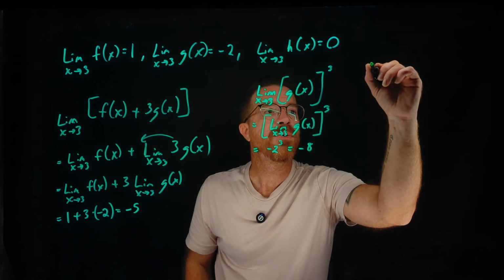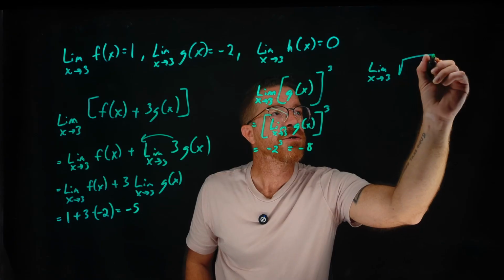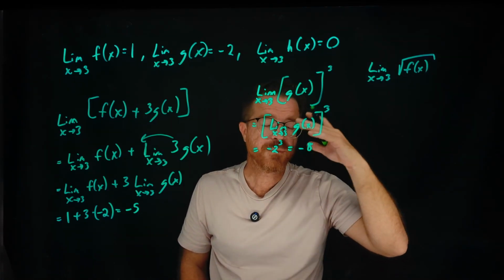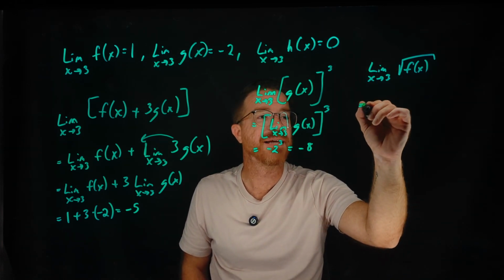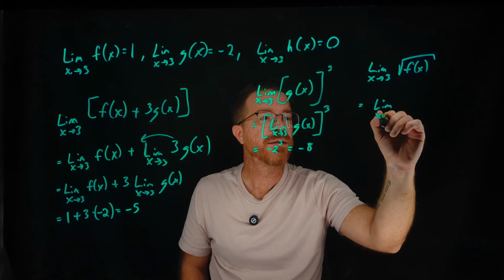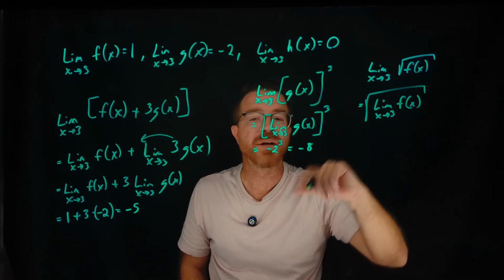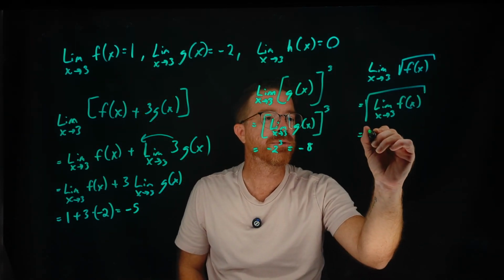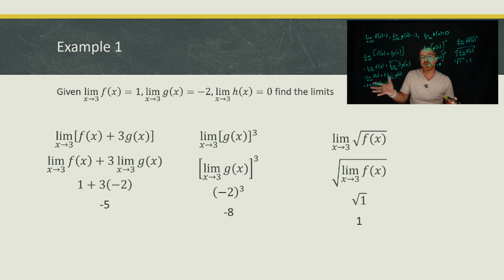And then for our third example, we have the limit as x approaches 3 of the square root of f of x. Again, this rule says that if we're taking the limit of the square root of f of x, that's the same thing as taking the limit as x approaches 3 of our function f of x, and then taking the square root of the entire thing. Well, the limit as x approaches 3 of f of x we said was equal to 1, so this is equal to the square root of 1, which is equal to 1. And looking here at the slides, you can see that this agrees with exactly what we did in these 3 problems.